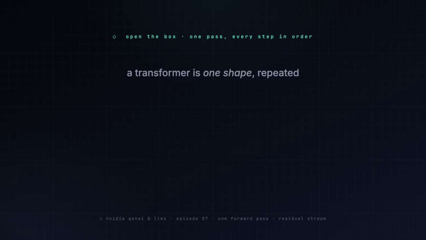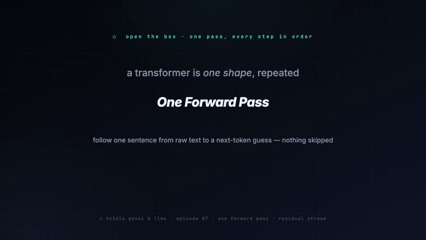Last stage, we watched a language model predict the next token, and we just trusted that a forward pass happened inside. Now we open the box. By the end of this episode, you will be able to follow a single piece of text from raw characters all the way to a next word guess. Every box it passes through in order with nothing skipped.